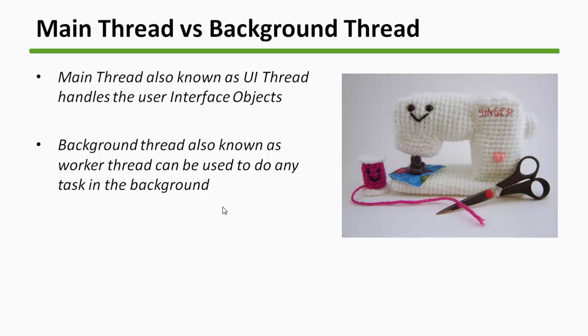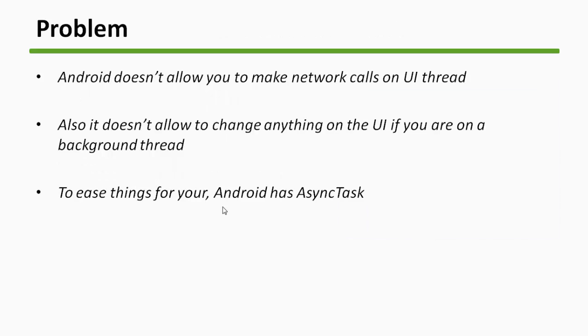So if you want to change anything in the user interface, that can only be done by the main thread. But the problem is, if you are making a network call on the main thread, you are not sure when you will get the response back. When you are hitting a server, you don't actually know whether the server is up or not. You don't know in how much time the server will send you a response back. So in that scenario, what will happen? Your UI, your interface, will freeze.